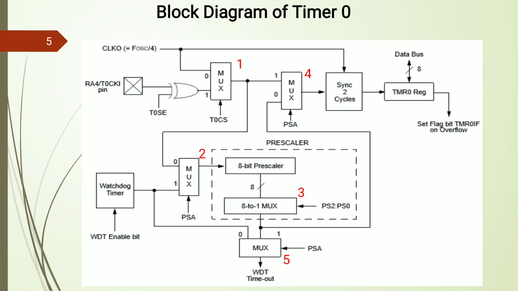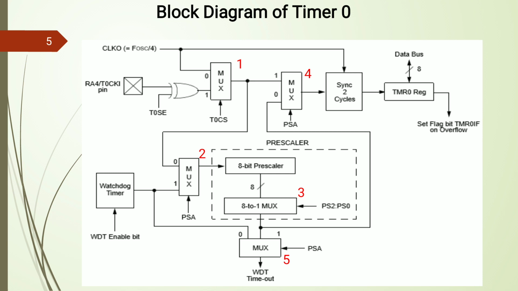Synchronization is generally required for external clock pulses and it is generally not required for the internal clock pulses. After that, the Timer 0 register is there, so the count is loaded there, and if it overflows then an interrupt is generated by TMR0IF. So this is the signal flow. Again, in case of MUX 5, MUX 5 is generally used for the watchdog timer, and if we use the watchdog timer, in that case MUX 5 is useful.